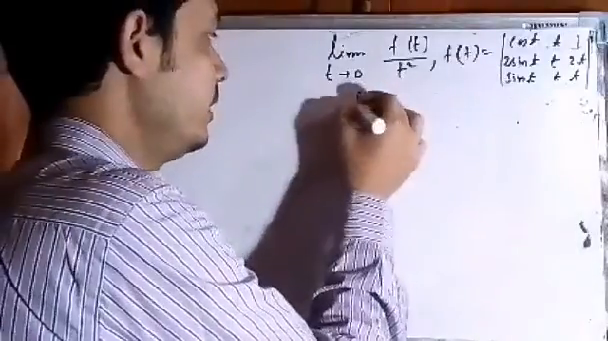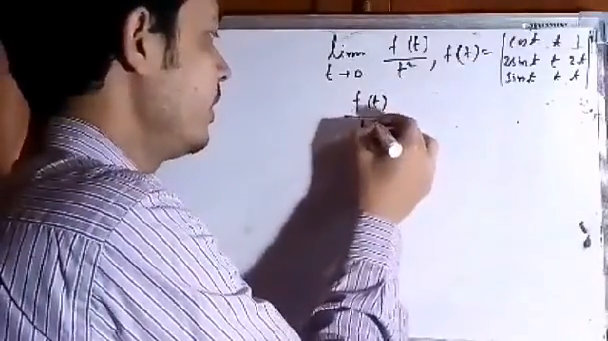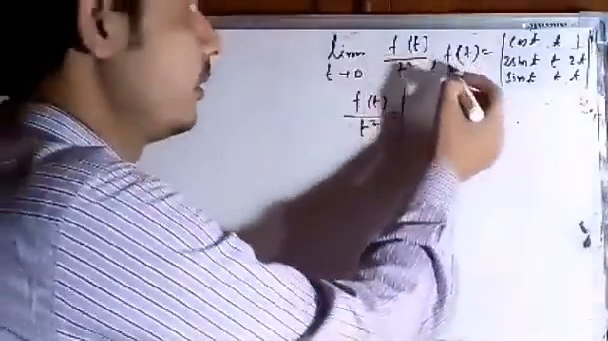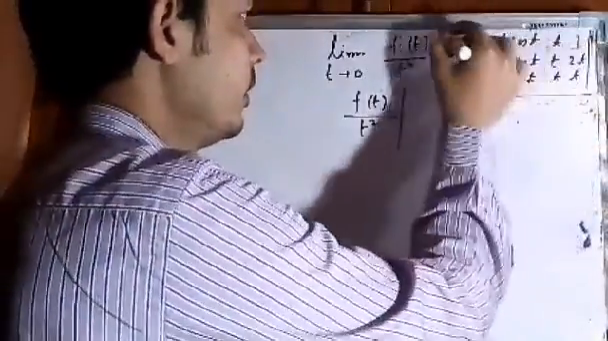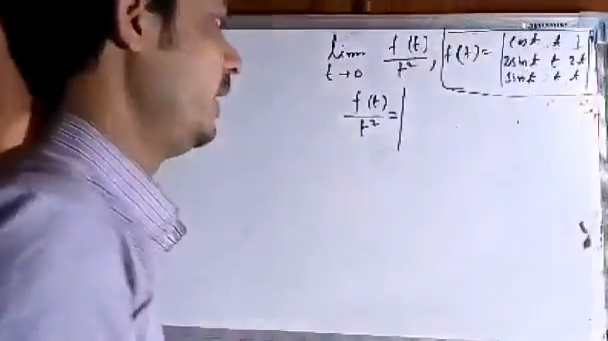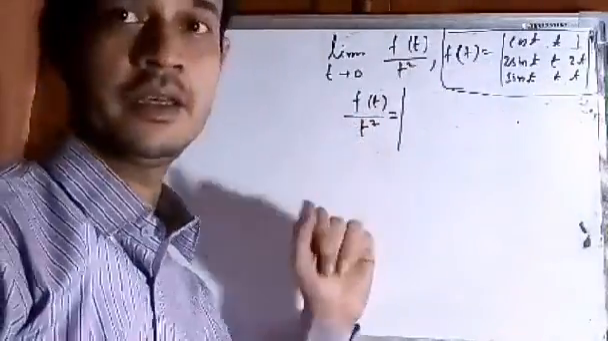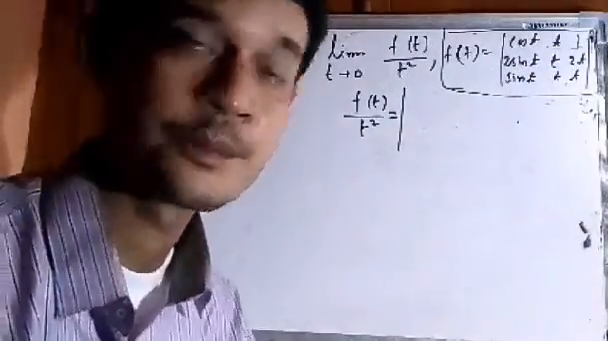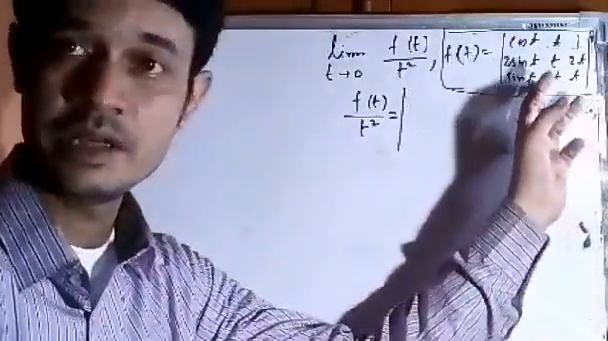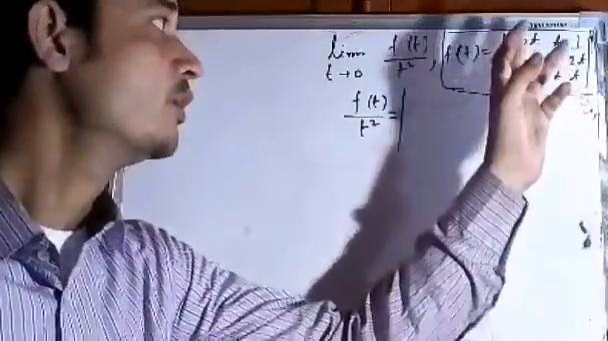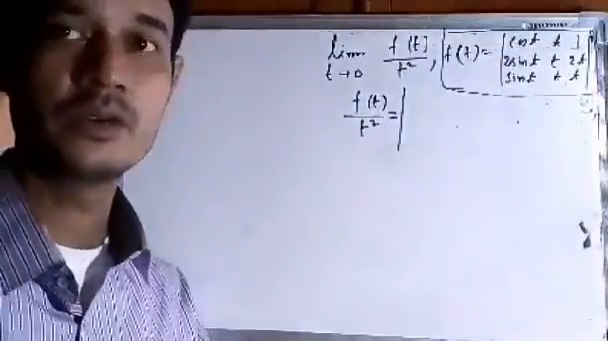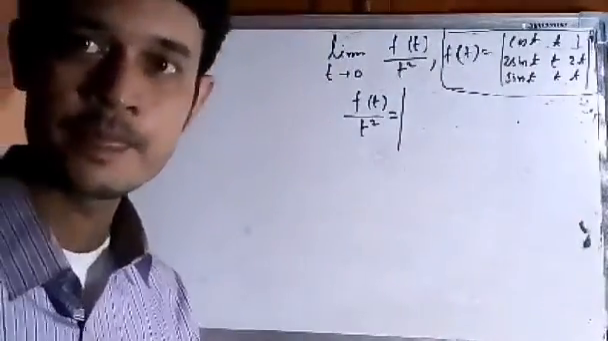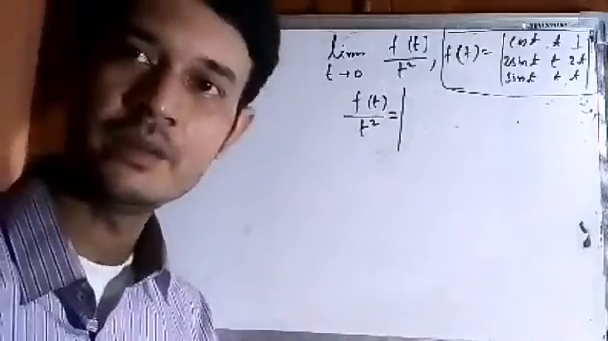So first we find f(t) by t square. This is your f(t), and it is divided by t square. So we are going to divide this determinant by t square. Now listen very carefully. We choose one row, any one row. Later I will tell you which row to choose. One row we have to divide by t, and another row we will divide by t.